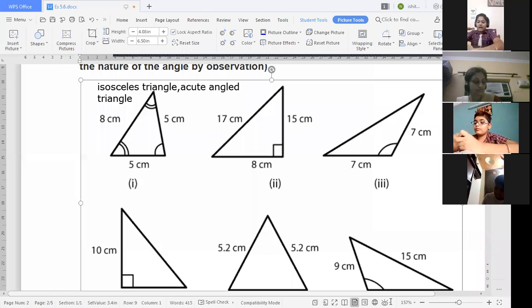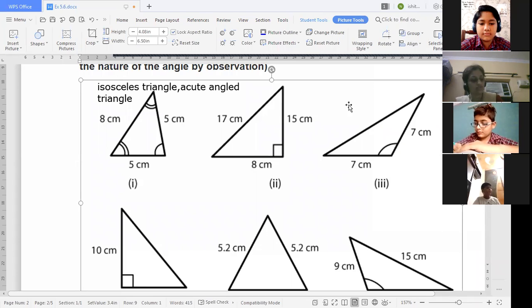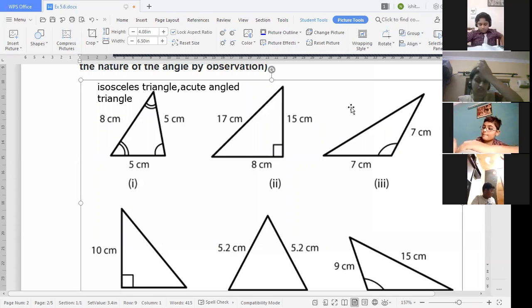Ma'am, the answer of last part is obtuse angle and scalene. Yes, scalene triangle and obtuse angle triangle. Absolutely right. Very good. Let's move to the next question. Question number 4. Try to construct triangles using the matchsticks.